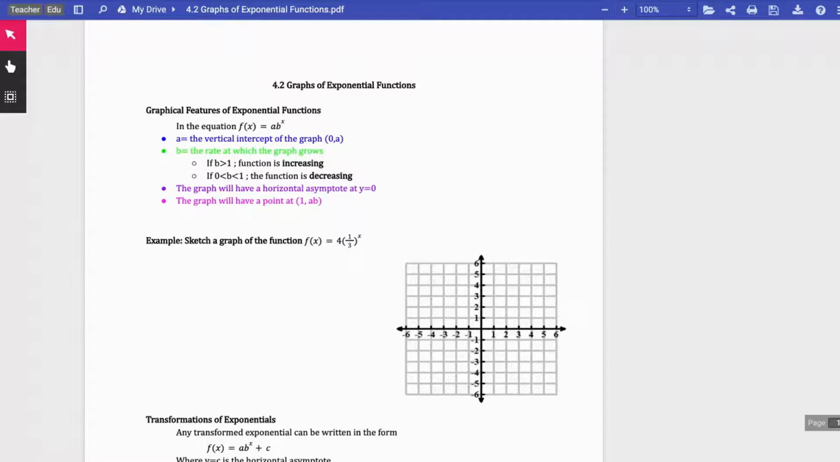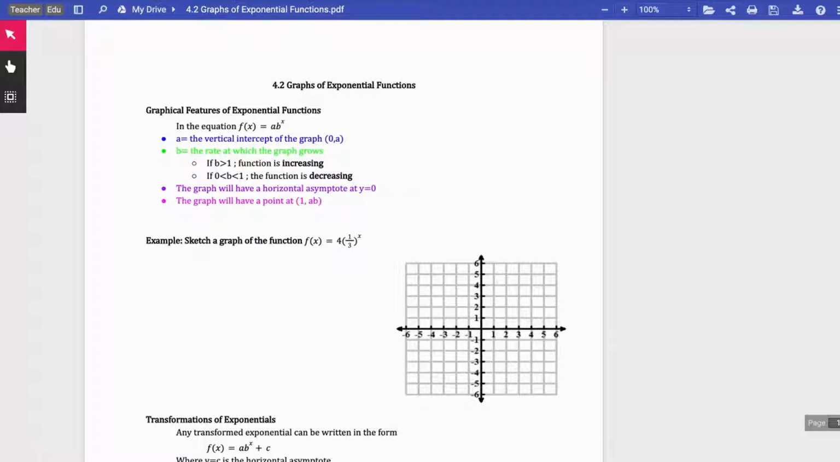Okay, so today we're going to be learning about graphing exponential functions. Some of the graphical features of exponential functions that we know: the equation is f of x equals a b to the x. What the a means in the graph is that that's the vertical intercept, which is at (0, a). And b is the rate at which it's increasing, which we know b is usually the rate.